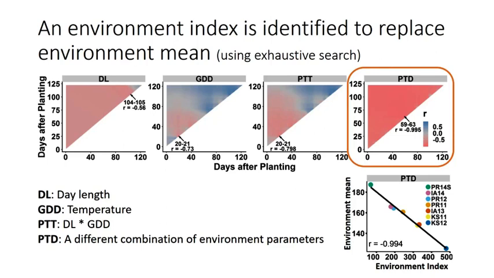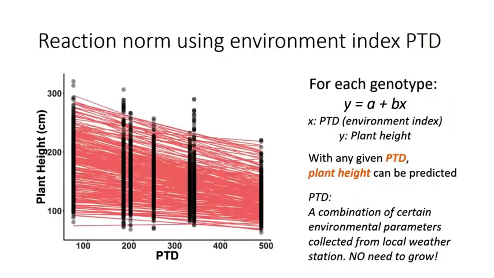So with that, we would be able to predict without using environmental mean, but use a PTD. The same here, I plotted the plant height across the PTD, and with each genotype, we can still use y equals a plus bx. Here, x would be environment mean, and y is the plant height. So with any given PTD, we would be able to predict plant height.